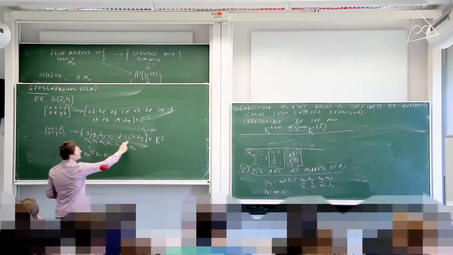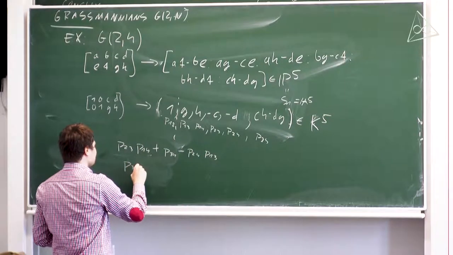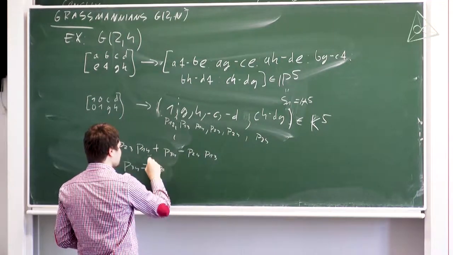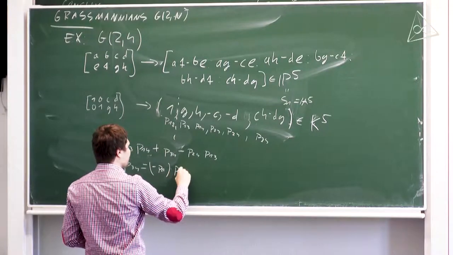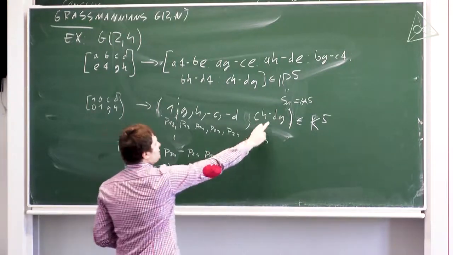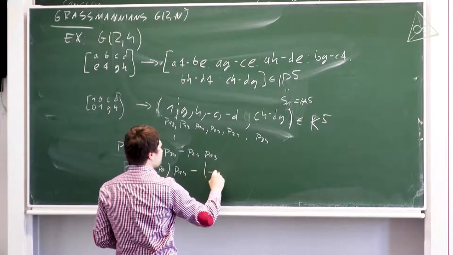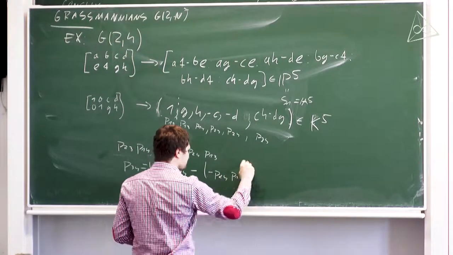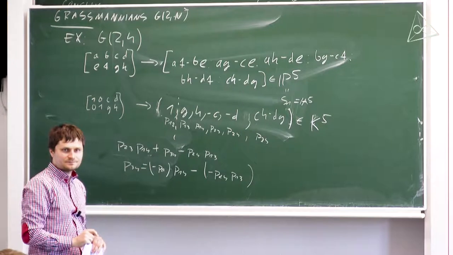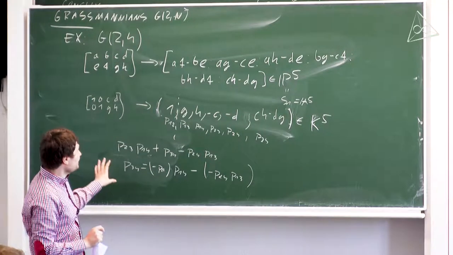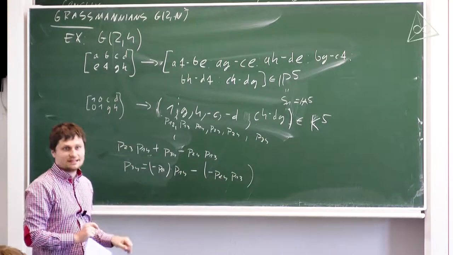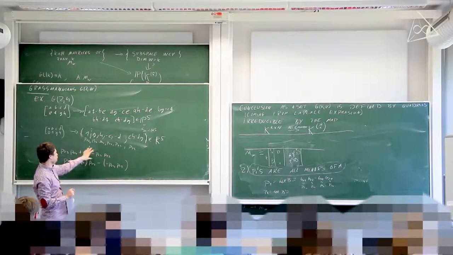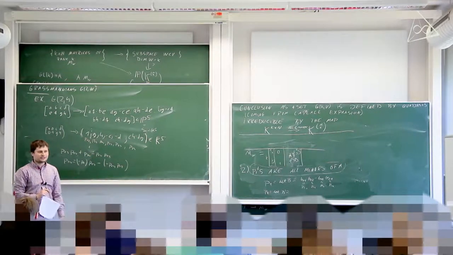The easy way to see it is to say that the last one, p34, is what? It's c times h minus d times g. What's c? It's minus p23, and h is p14. What's d? It's minus p24. What's g? It's p13. Yes? Okay, so this is an inhomogeneous quadric that defines a Grassmannian on S_1. How to make it a homogeneous quadric that will vanish on the Grassmannian?